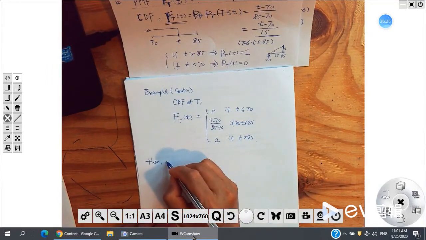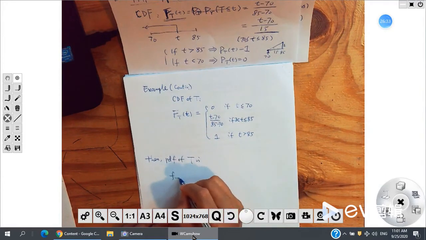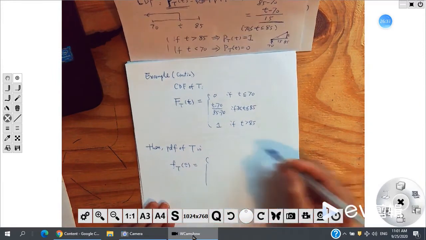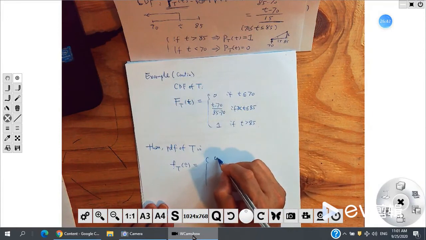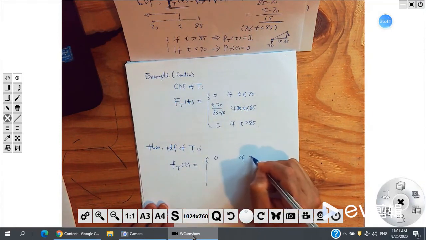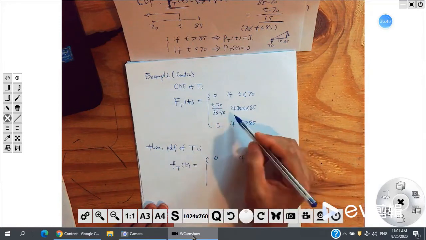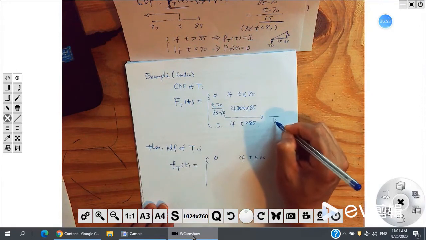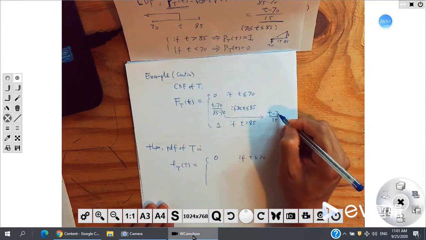Alright, then the PDF, the density function of t, is f_T(t), which is, you take the derivative. Then 0 is a constant, right? Take the derivative, you get 0 again. So in this case it is 0. And this part, we can simplify. This is 15, right? 85 minus 70 is 15. So it's t minus 70 over 15.